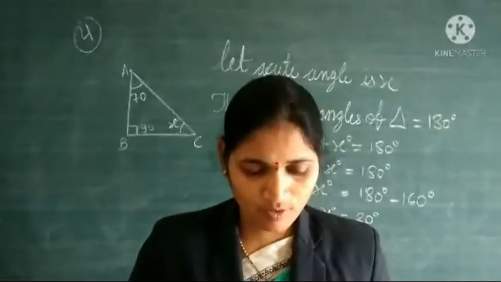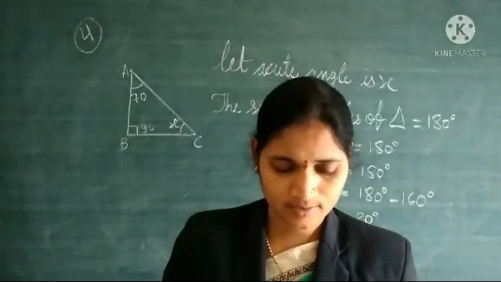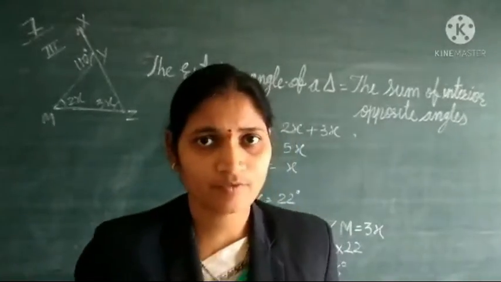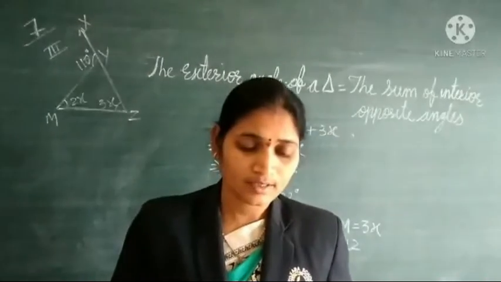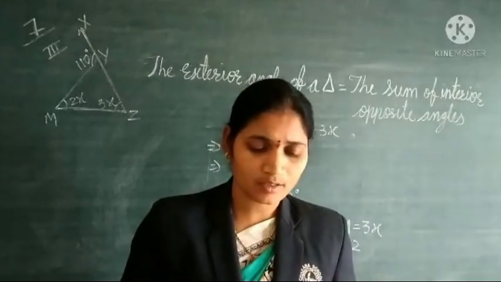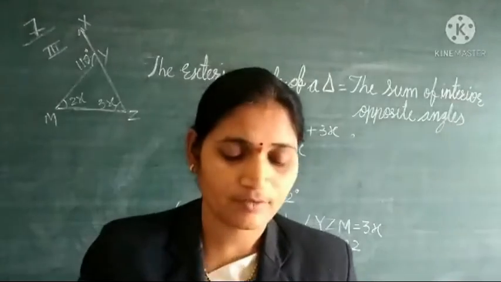Students, you can solve question numbers 5 and 6. Let's see, we will solve the 7th question. Find, giving reasons, the unknown marked angles in each triangle given below.